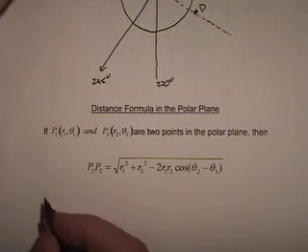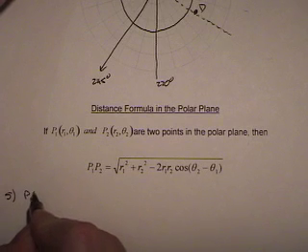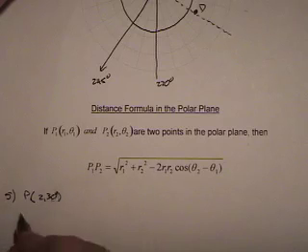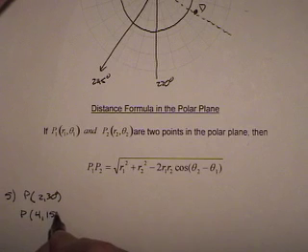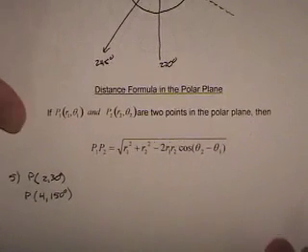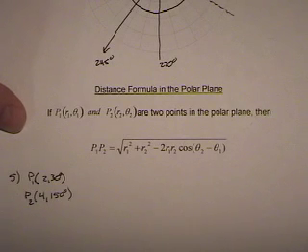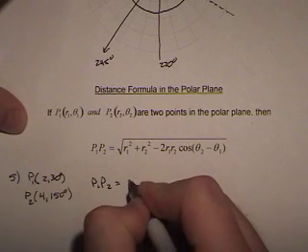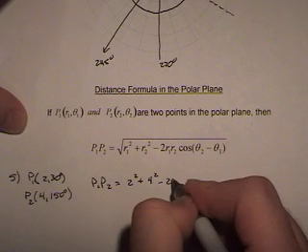Alright, so let's do, I don't think I have an example here. Let's make one up. Let's do point 2, 30 and a point 4, 150. Alright, so how would I plug it in? I'm going to pick this as my point 1, that's my point 2. I could have gone either way. So then P1, P2 equals 2 squared plus 4 squared minus 2 times 2.